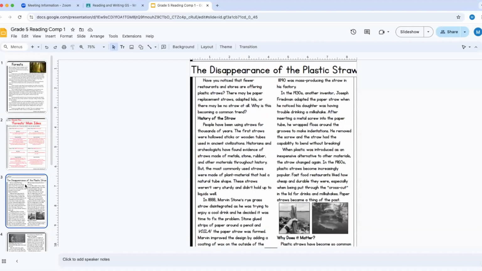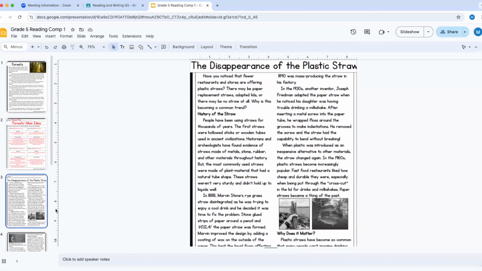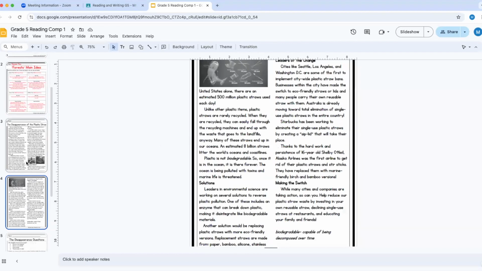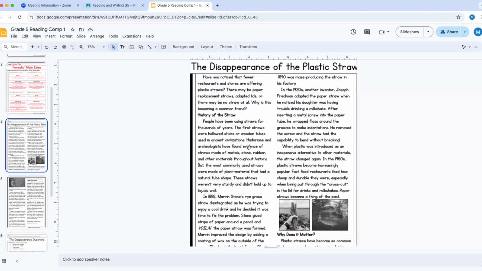All right. Disappearance of the plastic straw. We're going to read this together. There are two slides. I'm going to start us off. Have you ever noticed fewer restaurants and stores are offering plastic straws? There may be paper replacement straws, adapted lids, or there may be no straw at all. Why is this becoming a common trend? I like that introduction. Can anybody tell me what that introduction did a good job at?